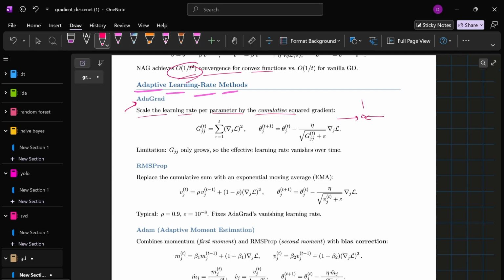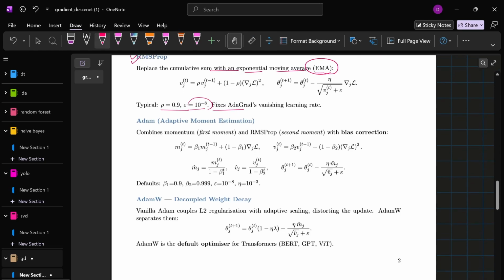Second is RMSProp. Same idea, but you use a running average instead of a total sum. So old gradients fade, fixing AdaGrad's dying learning rate. Third one is Adam. This combines momentum plus RMSProp and bias correction in early steps. So beta 1 can be 0.9, beta 2 can be 0.999, the best general default.